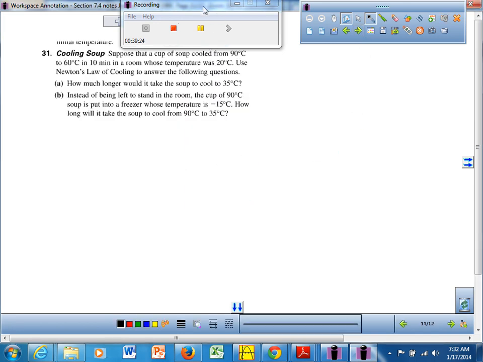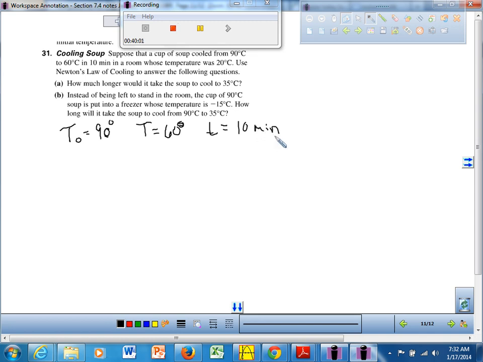All right. So another cooling one. We have the cooling soup. Suppose that a cup of soup cools from 90 degrees Celsius to 60 degrees Celsius in 10 minutes. So 90 degrees Celsius is T sub 0, and our T, capital T, will be 60 degrees Celsius. And our time, little lowercase t, is 10 minutes, in a room whose temperature is 20 degrees Celsius.